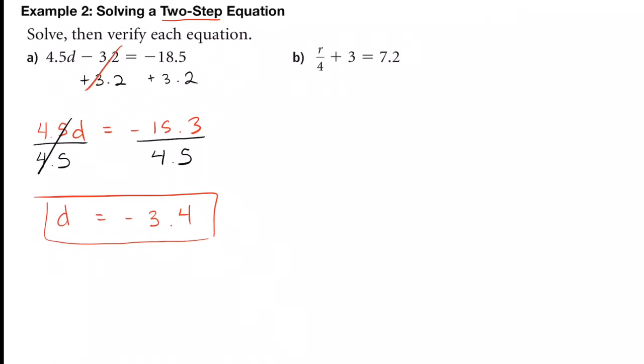Let me go to letter B. So you have r divided by 4 plus 3 is equal to 7.2. So keep in mind, again, you always want to subtract or add first. I have this plus 3 here on the left side. So to get rid of the plus 3, I need to subtract by 3 on the left side and then subtract by 3 on the right side. Because whatever you do to one side, you also need to do to the other. So this plus 3 and minus 3 cancel out. And what I have left is r divided by 4 is equal to 4.2.